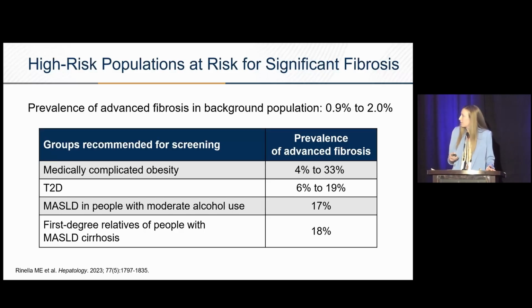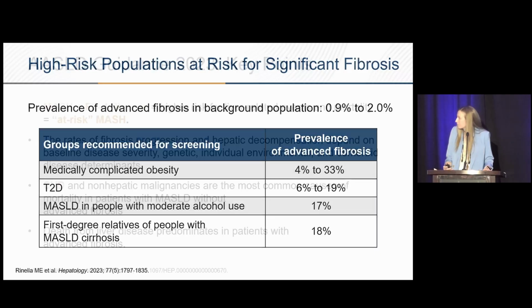Sorry, guys. Okay, so not all patients with MASLD will progress to fibrosis, but we do know that there are certain subsets of patients who are at high risk for significant fibrosis. This is the AASLD guidelines for the recommendation of screening in high-risk populations. So anybody with medically complicated obesity, meaning obesity with cardiometabolic risk factors, type 2 diabetes patients, patients with MASLD with moderate alcohol use, so our MetALD patients, and then any patient who has a first-degree relative with MASH cirrhosis. Okay, there we go.